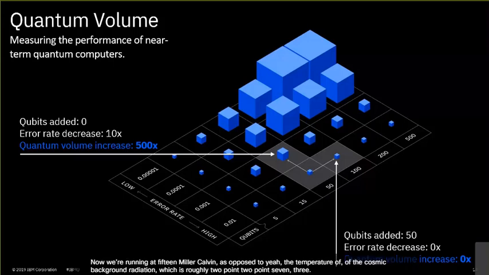We're running at 15 millikelvin as opposed to the temperature of the cosmic background radiation, which is roughly 2.73 K. And there's electromagnetic shielding that we have in place. There's mechanical isolation, and then there's this very cold environment that we have to run our qubits in to try and keep the noise level down, the thermal noise and the mechanical noise.